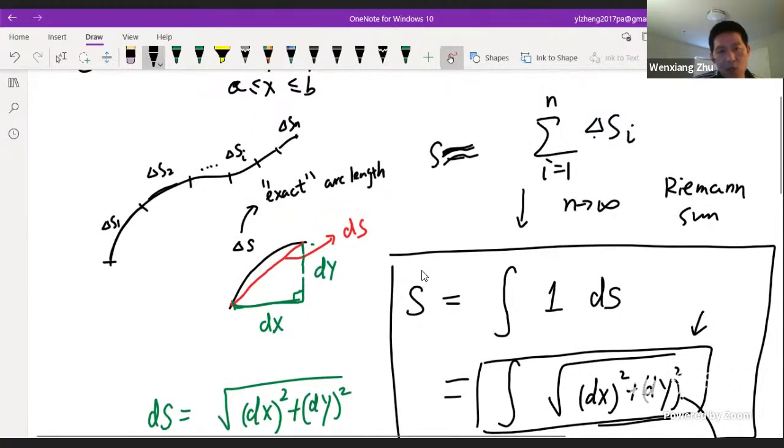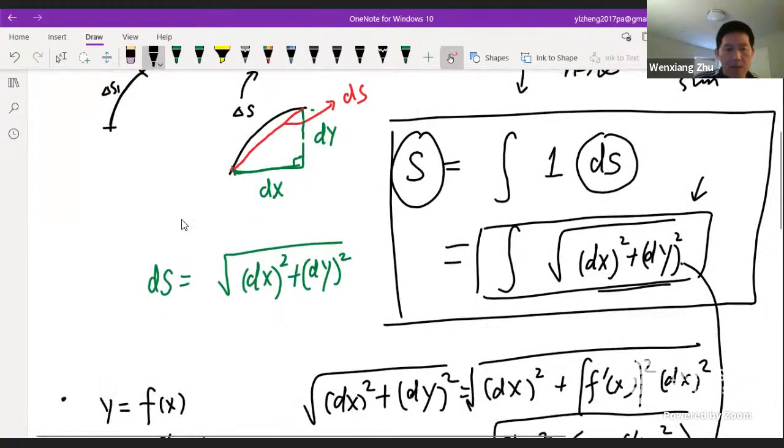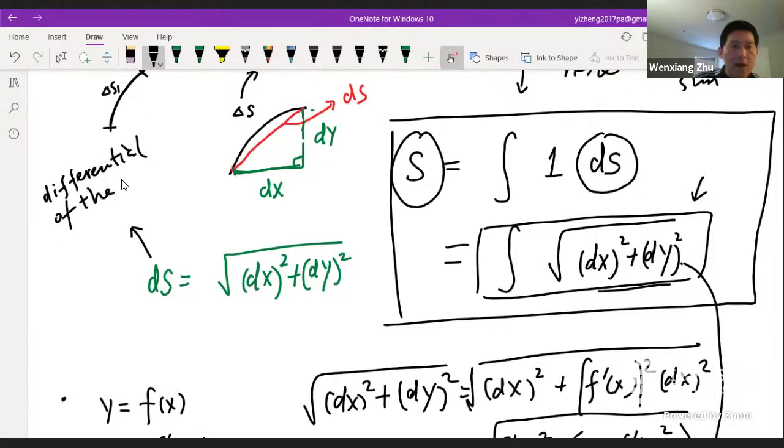You want to find the total arc length, you just sum up the little pieces. That's why you have integration for one ds. For this ds, you can use this diagram, the Pythagorean theorem, to get this. And people will call this ds term the differential of the arc length function.